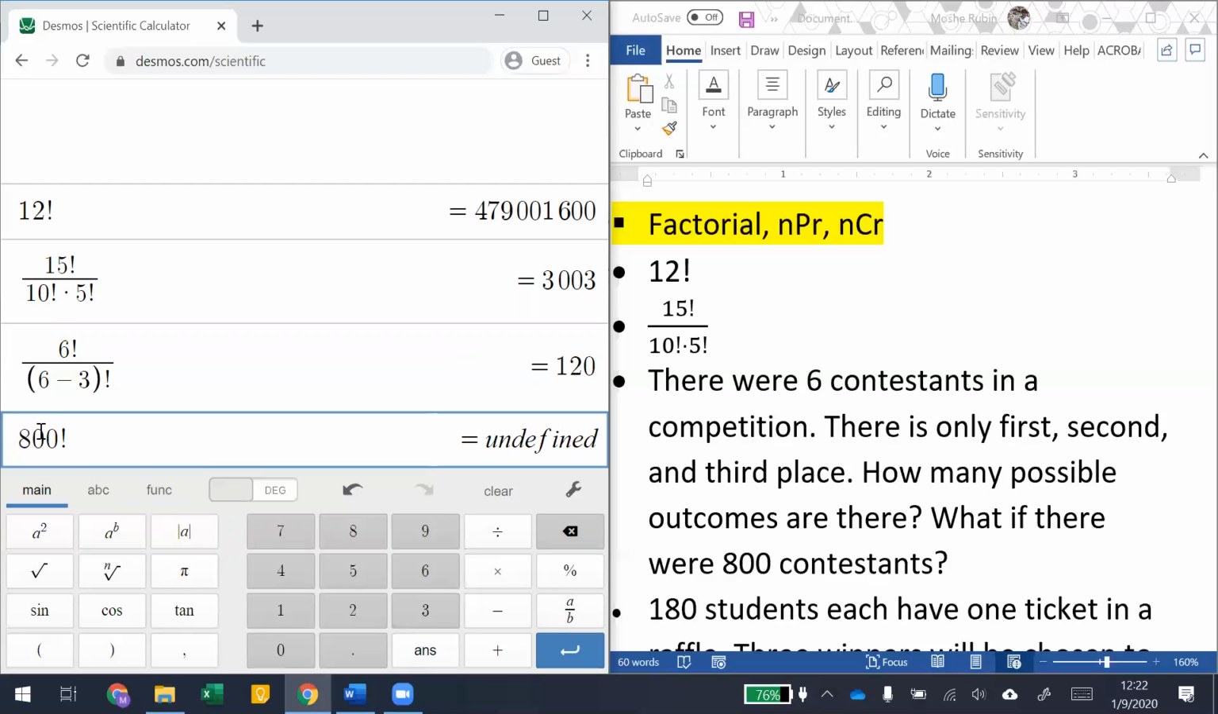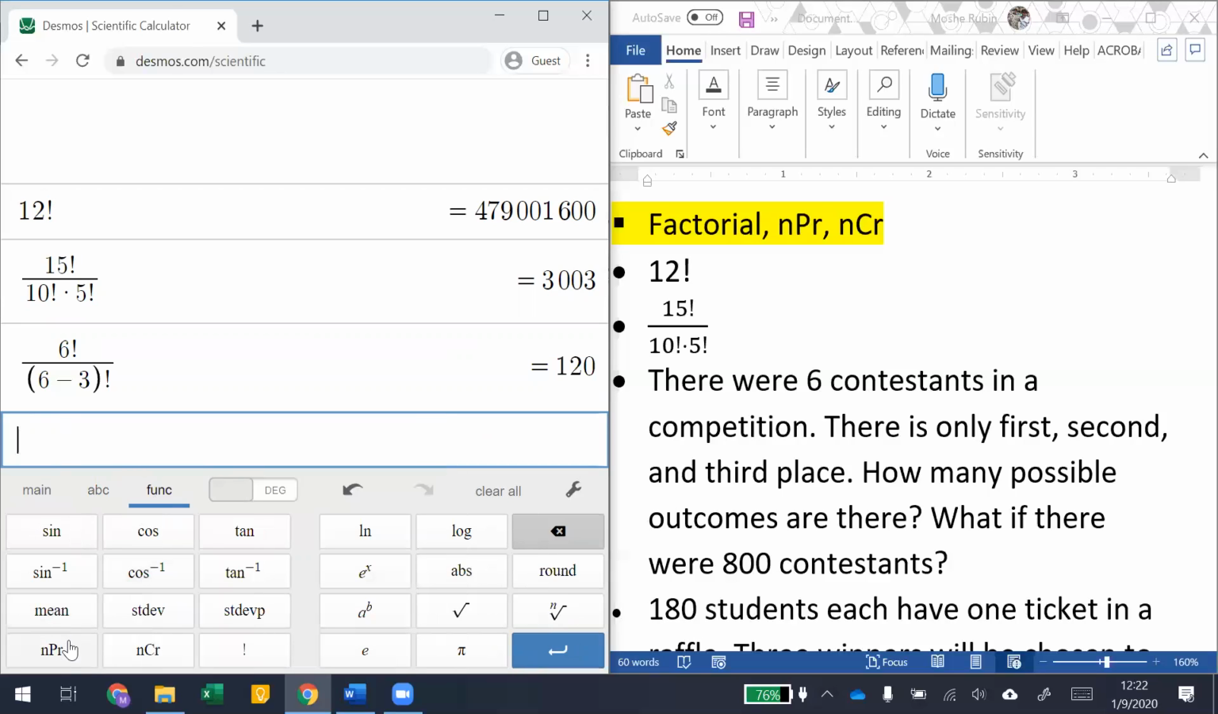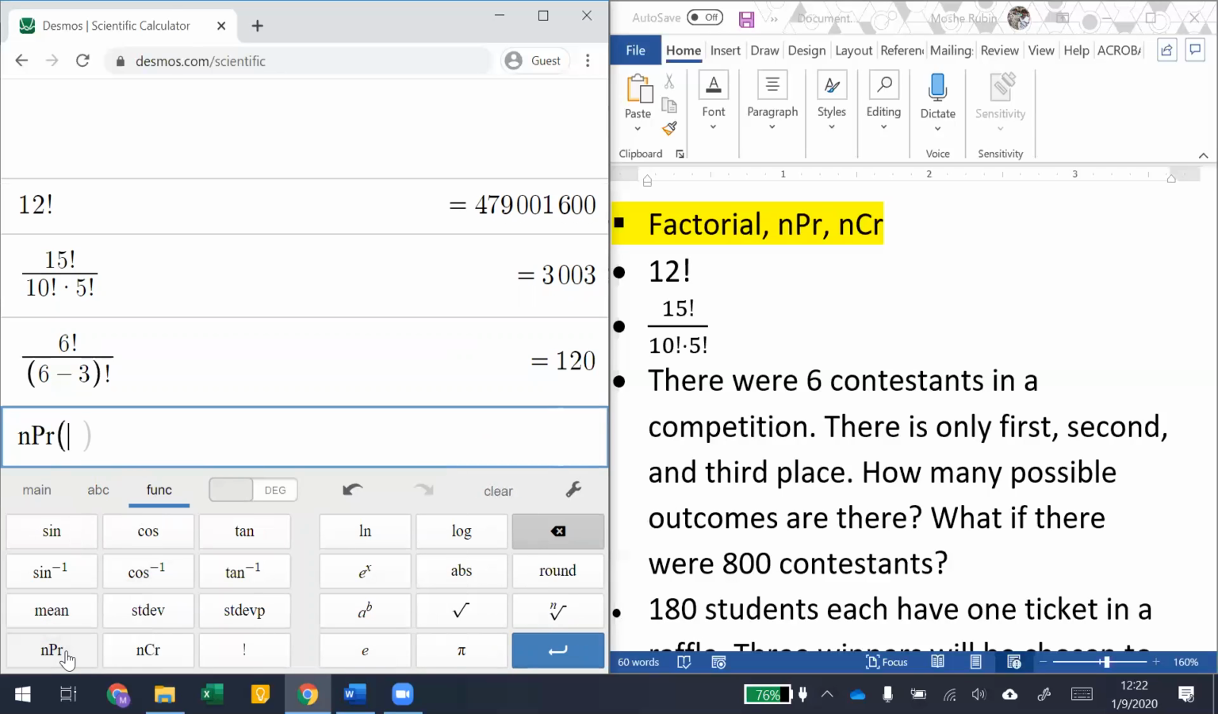So am I out of luck? Well, I'm not out of luck. If I go over to the function menu here, Desmos actually has an nPr button. And this is able to do problems that Desmos can't do when you type in the whole formula. So when I use this nPr button, first I put my N, and then I put a comma, and I put my R. My N is how many people I have. I have 800 people, and I'm picking 3 of them, for first, second, and third place.